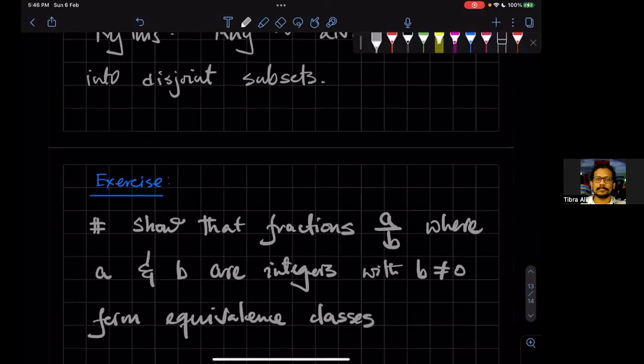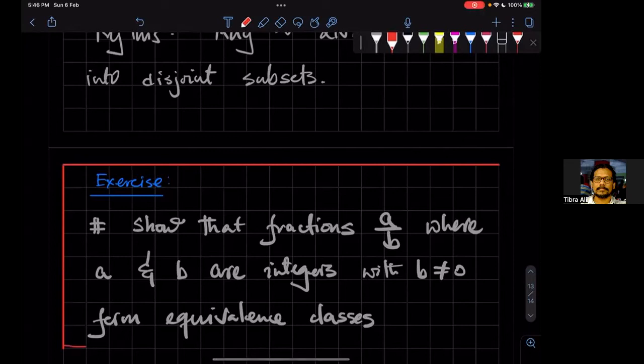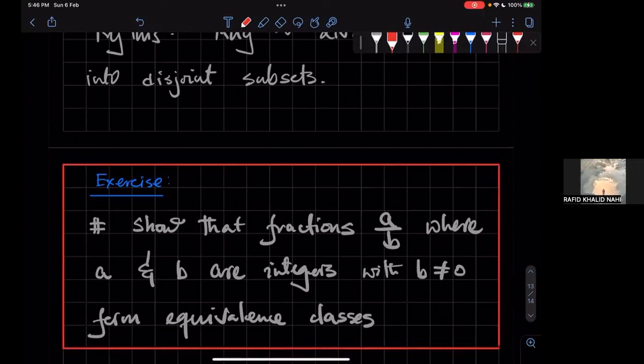Okay, so what do you have to do? You have to show that the definition of fractions satisfies the three properties, okay? So here, what is the equivalence relation? Being a fraction, right?